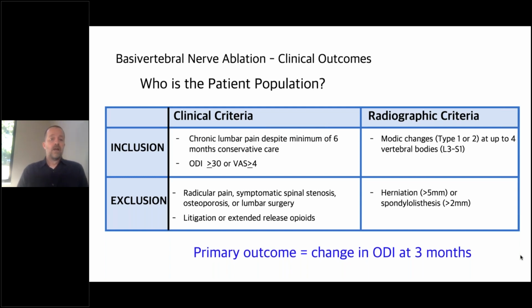Exclusions include radicular pain, symptoms from spinal stenosis, osteoporosis, prior lumbar surgery, litigation, and patients on extended-release opioids. And if the MRI showed spondylolisthesis of greater than 2 millimeters or a herniation of greater than 5, then they were excluded from treatment. The primary outcome in all of the published studies was ODI change from baseline to 3 months. Next.